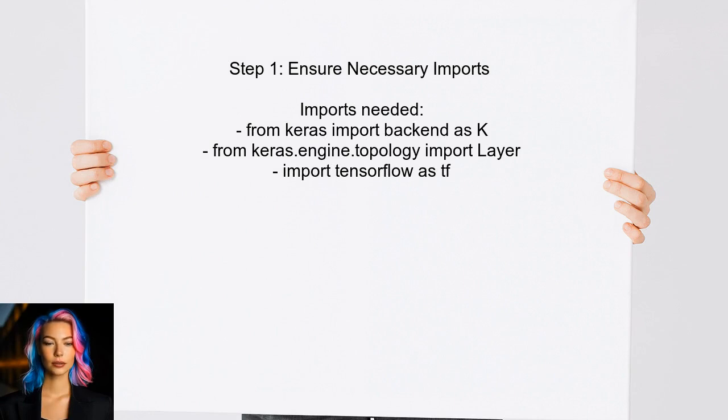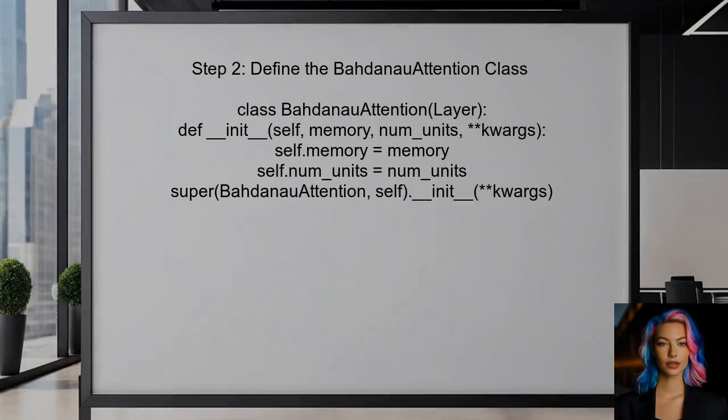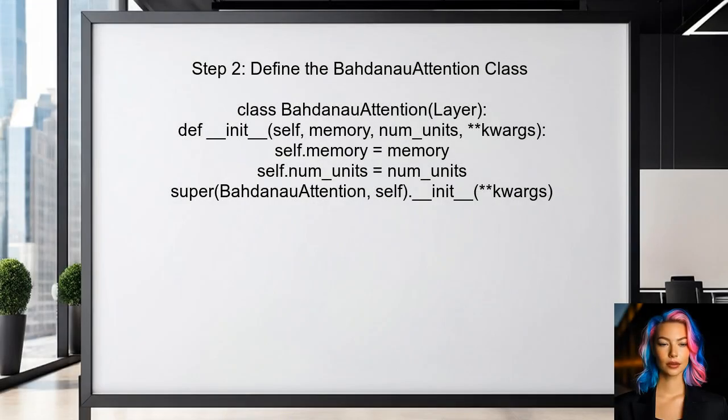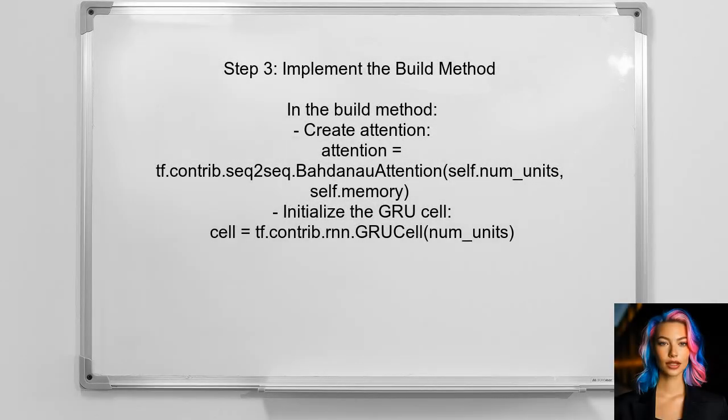To begin wrapping the TensorFlow Bahdanau attention module for use in Keras, the user should first ensure that they have the necessary imports. This includes Keras and TensorFlow libraries. Next, the user should define the Bahdanau attention class, inheriting from the Keras layer class. This is where the user will implement the attention mechanism. In the build method, the user needs to create the attention mechanism using TensorFlow's Bahdanau attention. This will allow the layer to attend to the memory states.